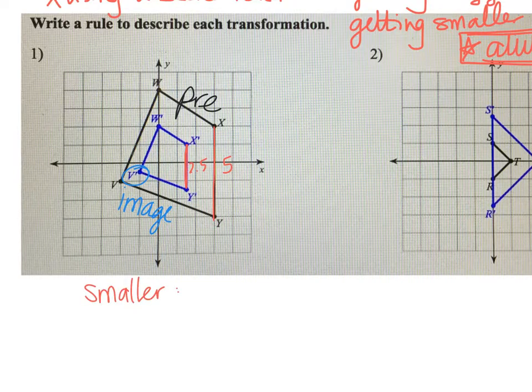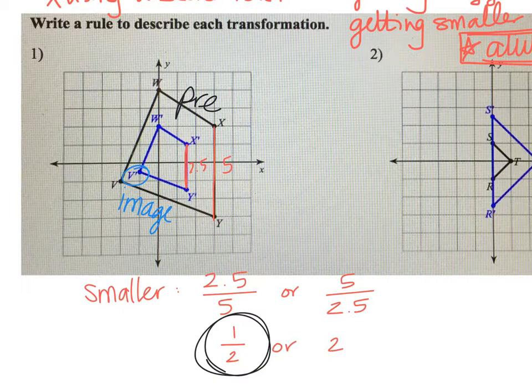So the first thing we want to do is set up our fraction, and we have 2 options. We can either do it as 2.5 over 5 or 5 over 2.5. Now, if I were to use my calculator to reduce that, that means that my options for scale factor are either 1/2 or 2. So think about, if it's getting smaller, which number should we pick? And hopefully you see if it's getting smaller, we should pick this 1/2 number.